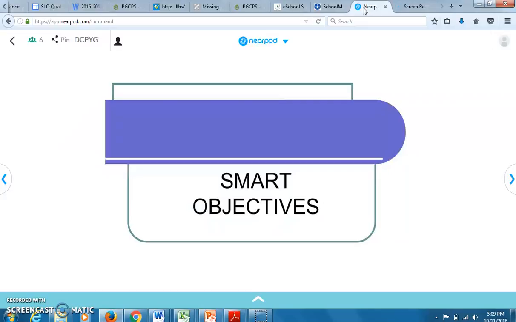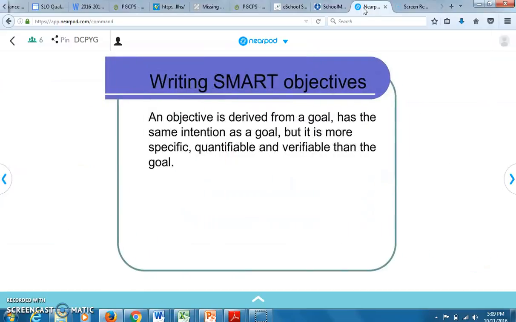SMART objectives. How to reach that proficient distinguished level. So we should all know what SMART goals are. We're speaking of SMART goals, SMART objectives. So, writing SMART objectives. An objective is derived from a goal, has the same intention as a goal, but is more specific, quantifiable, and verifiable than the goal. So, long story short, measurable. You can change the objective a little bit too. Well, it's also verifiable. It can also be changed sometimes for future lessons. You want a different objective each time too. A goal can sometimes be set into curriculum, or many curricula or standards can be set into there. Next slide.